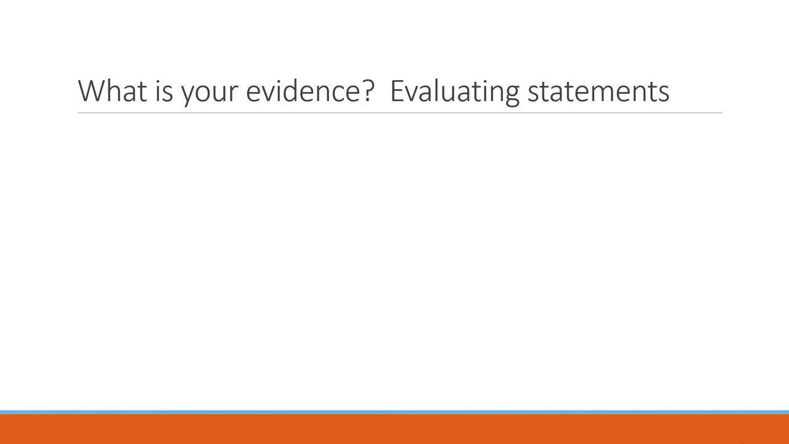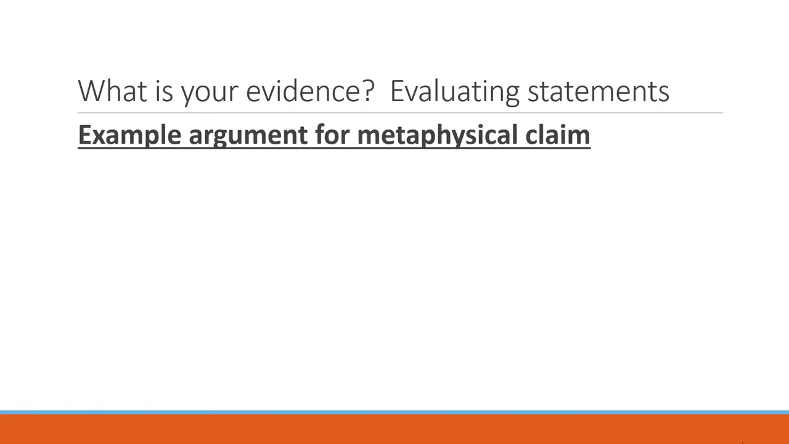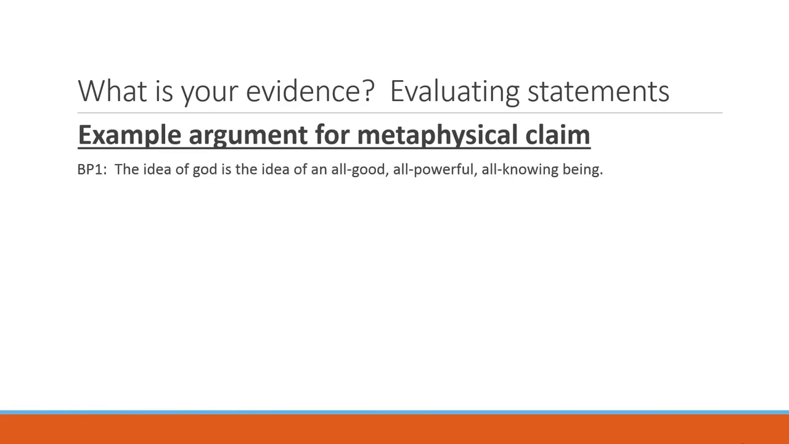Okay. Now I'm going to give you an example of an argument for a metaphysical claim that uses all of these strategies that I've just described. Basic premise 1. The idea of God is the idea of an all-good, all-powerful, all-knowing being. So this basic premise is a definition of God. We start our argument with a definition of God.